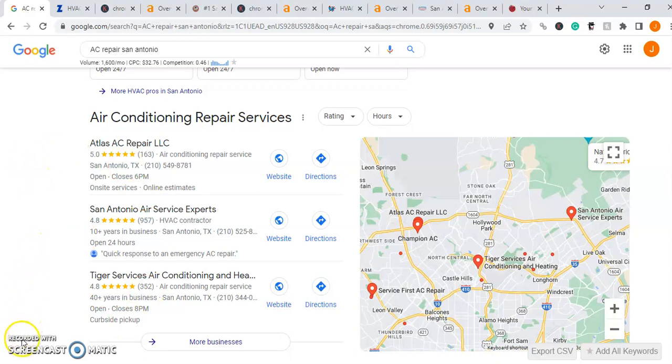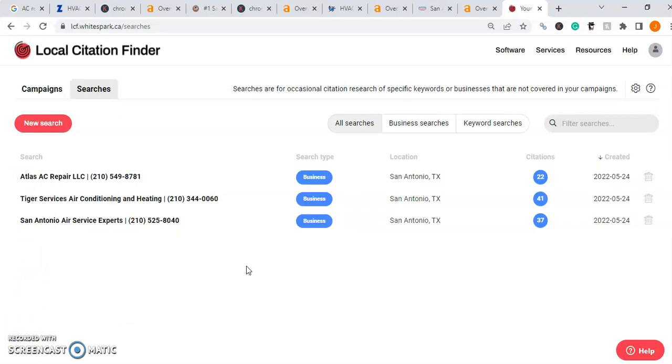So now here we are in White Spark, and if you look at the top, this was the order. It was Atlas AC Repair with 22 citations. Then it was Tiger Services Air Conditioning and Heating with 41, and then it was San Antonio Air Service Experts with 37. Now, you may be asking yourself, how does somebody with 22 citations rank number 1? And the answer to that is, once again, there's multiple factors that go into this. A strong organic rank, they could have their profile filled out more, a ton of different things. But we want to make sure that we're on top of all of them so something like this cannot happen.